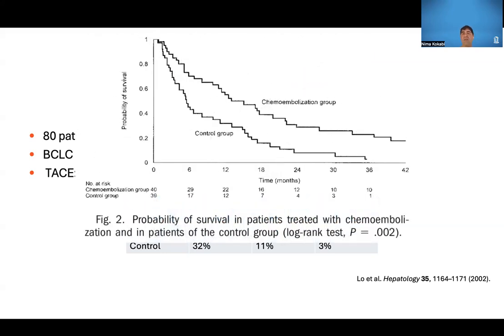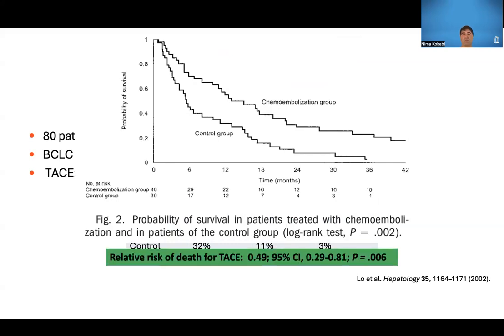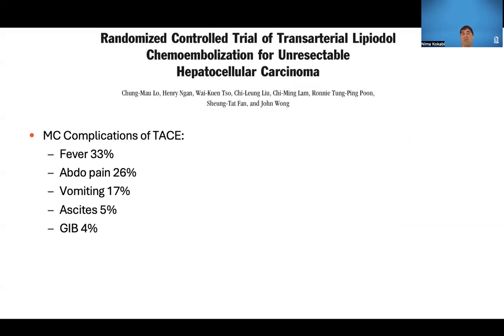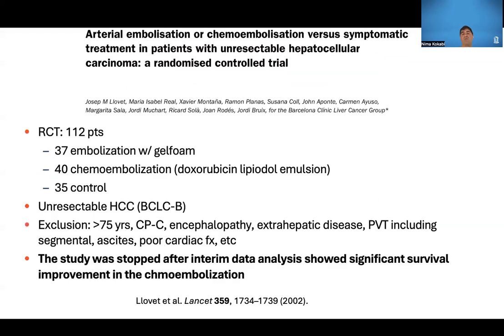They showed significant survival benefit for the chemoembolization group versus the control group, with a relative risk of death of 0.49. So this was one of the body of evidence that significantly put chemoembolization on the map as one of the viable treatments for HCC. There were complications with TACE, fever, abdominal pain, vomiting, ascites, and GI bleed, but they were all transient. So that was the Asian study.